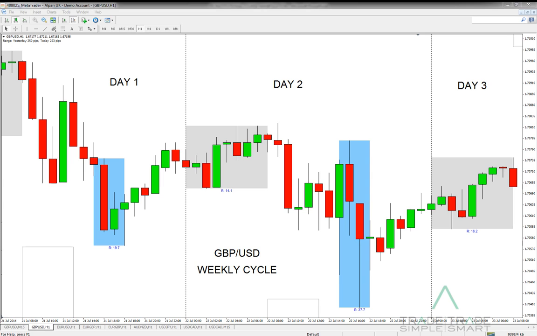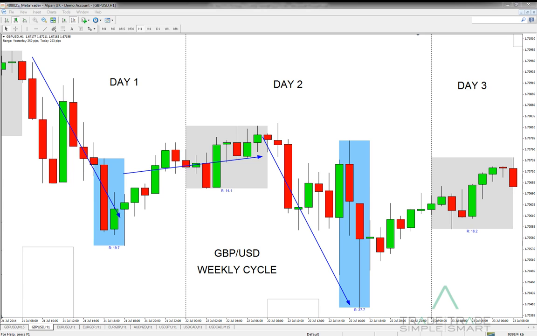So in this example, we're looking at cable, the sterling against the dollar, and we can see that we have a move to the downside on day one, accumulation. We then have another move to the downside on day two. So just from a directional perspective, we're going to expect a third move to the downside.